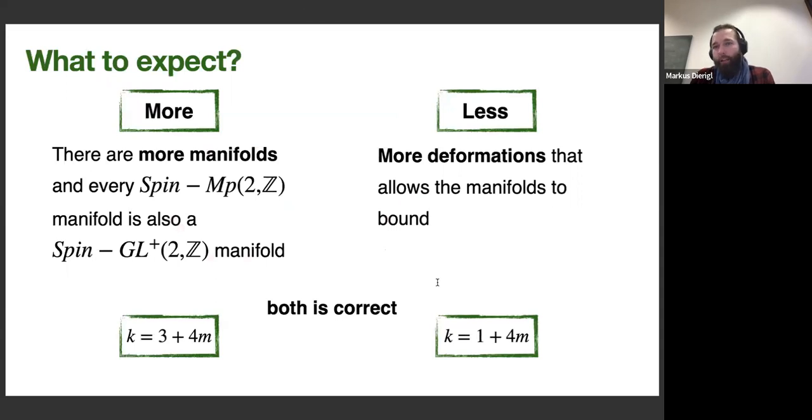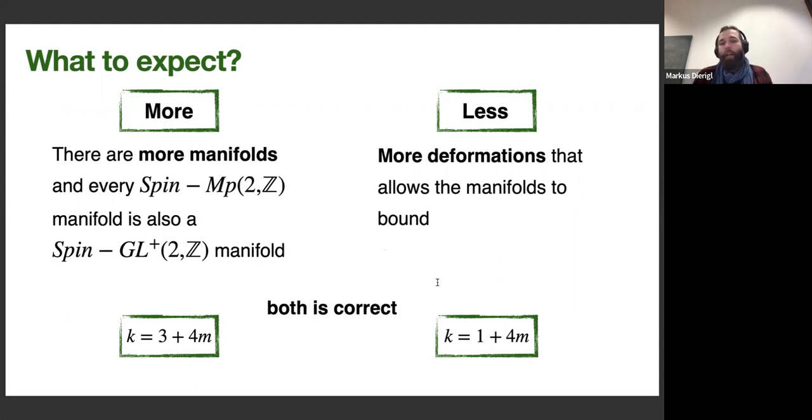Okay, so what should I expect? There's two answers. So I start with spin MP2, and now I add elements. I weaken the structure. So should I expect more? Yes, there should. Well, every spin MP2 manifold is also a spin GL+ manifold. So there should be now more bordism generators. But I should also expect less, because now the deformation classes, something that was singular in spin MP2, might be fine in spin GL+. So I allow more deformation, so I allow more identification between the different bordism classes.